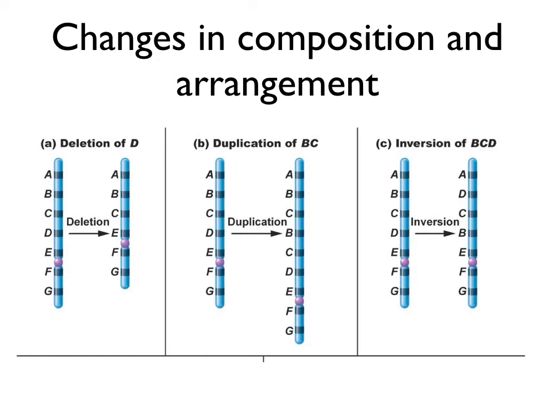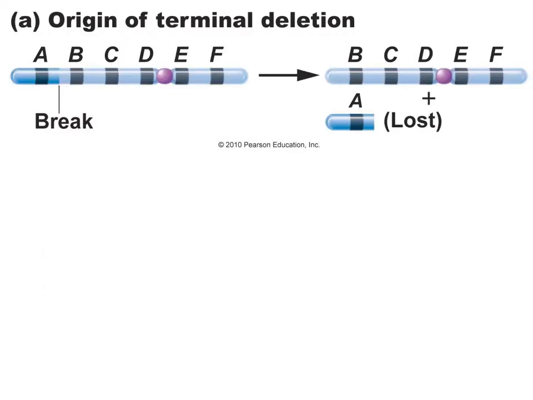The next one illustrates a duplication event in which the region in and around genes B and C is actually duplicated. So now the chromosome's longer and you have gene B twice and C twice. Inversions, you simply have chunks of the chromosome that are flipped around. Their orientation is changed. And you can see here that they are now out of order with respect to where they were at the beginning.